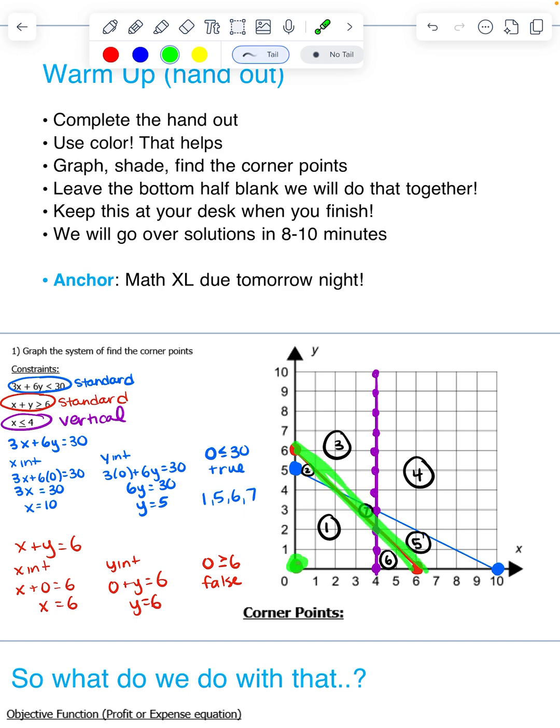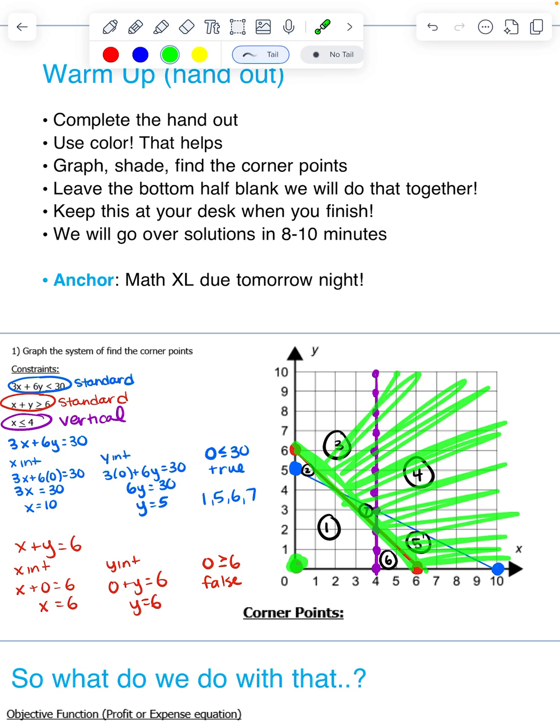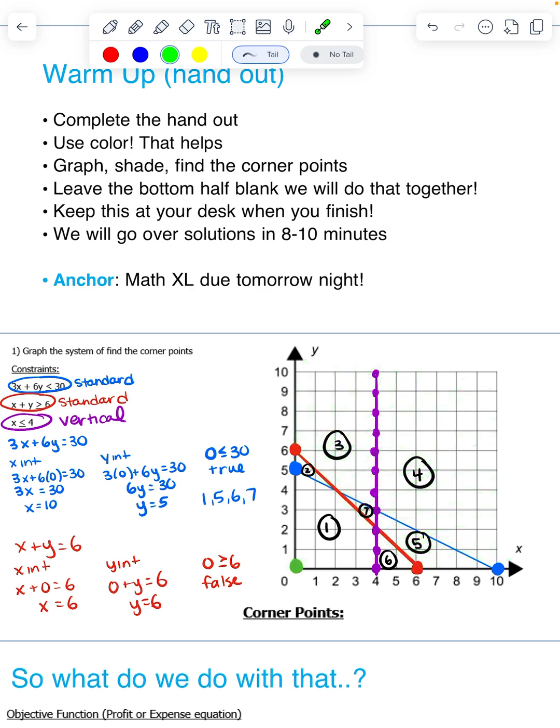But now this point doesn't work. So I don't want to shade with that point because it doesn't work. I want to shade against that point to the area that does work. So I would shade everything up here, which is 3, 4, 5, and 7. I'm not actually going to shade that. I'm going to jot it down. 3, 4, 5, and 7.